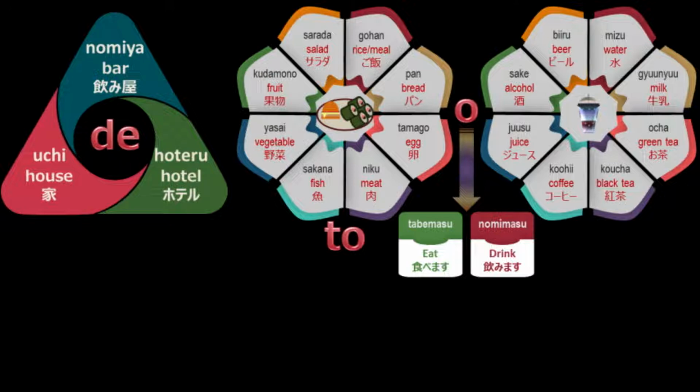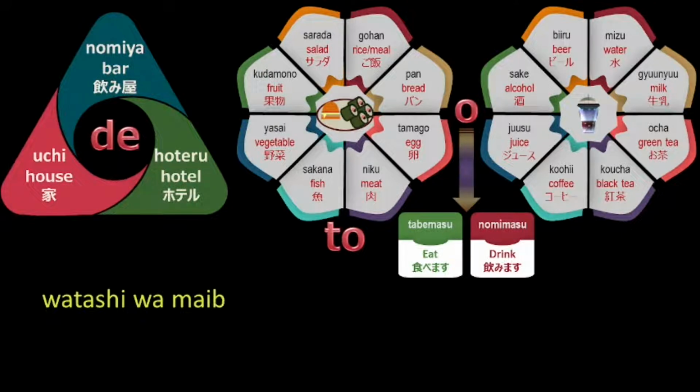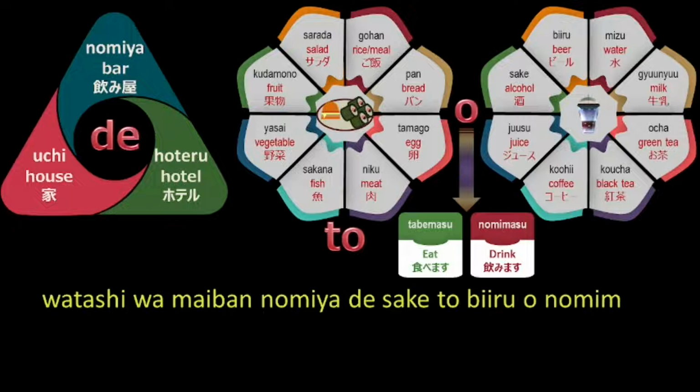To say that I drink alcohol and beer in a bar every night, in Japanese it will be watashi wa maiban nomiya de sake to biiru o nomimasu. Here, the noun preceding the particle de indicates the place where the action occurs, and that is nomiya, which is the bar. You should also note that sake and biiru are connected using the particle to.